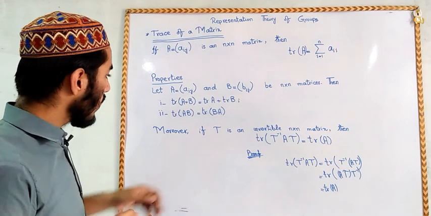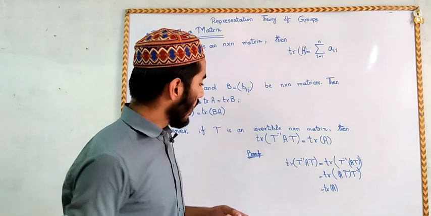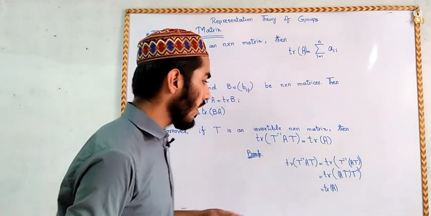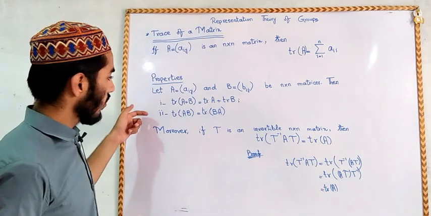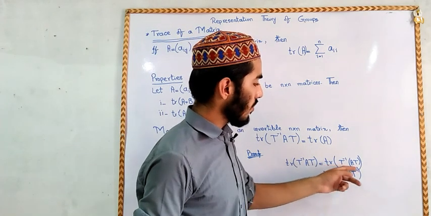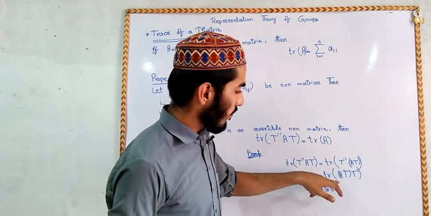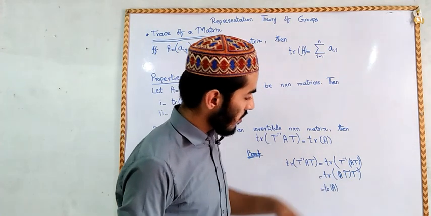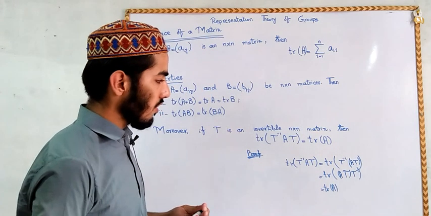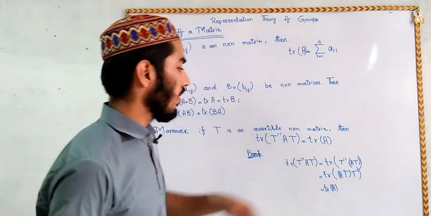And moreover, if T is an invertible n cross n matrix, then we have another property: trace of T inverse A T is equal to trace of A. We can prove it easily by using this property. Trace of T inverse A T is equal to trace of A T T inverse. We can interchange both of them. So finally, it's T and T inverse. After multiplying it becomes the identity matrix. So it makes no effect. Then finally we get trace of A, which is equal to trace of T inverse A T.